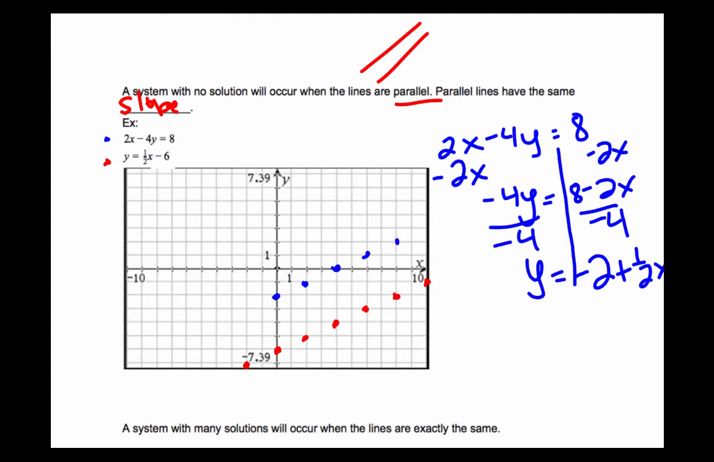Okay, so these are parallel lines. They're never going to cross. I don't care how far you go with this. It is never, ever going to cross. The blue will never cross the red. So because they have the same slope, there is no solution here. There's no point of intersection.